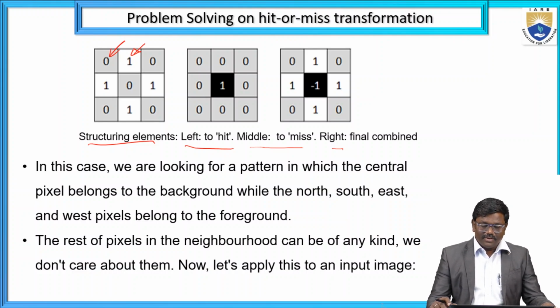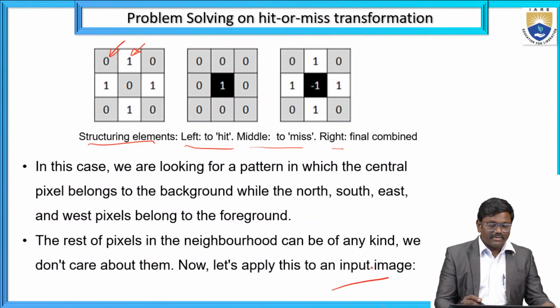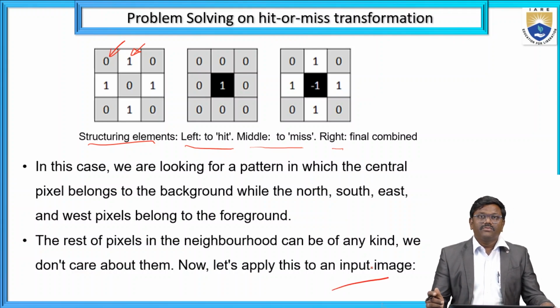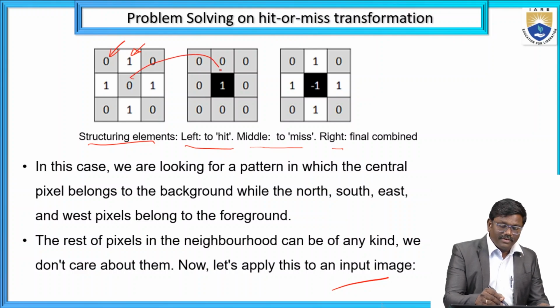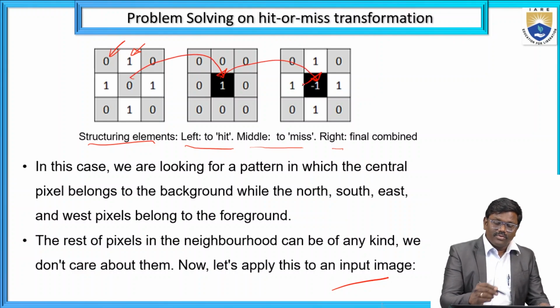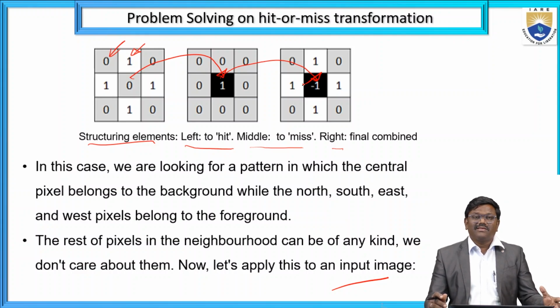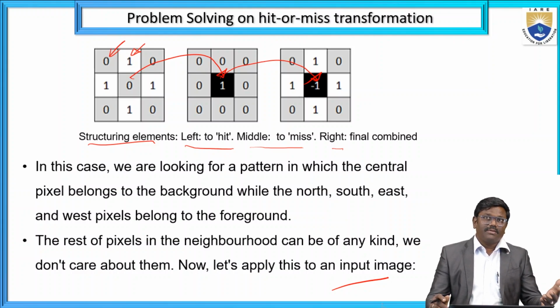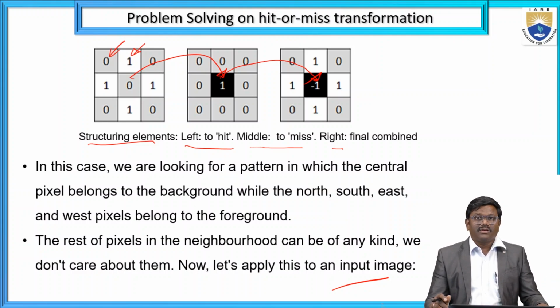Now let's apply this to an input image for the sake of mapping. So if you go to map the central element, 0 to 1 and 1 to minus 1, what do I mean by this? 0 becomes background. 1 becomes foreground, and minus 1 becomes what does not match.